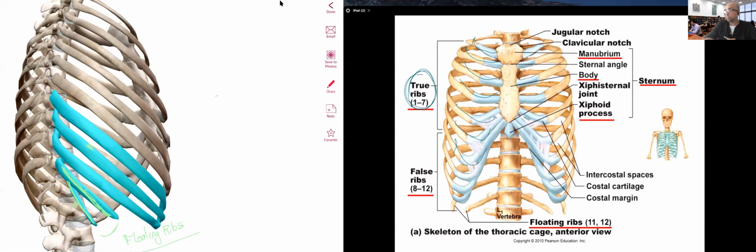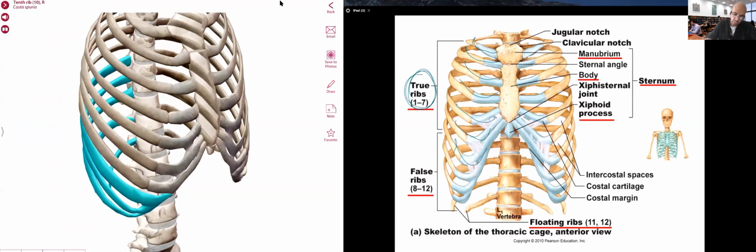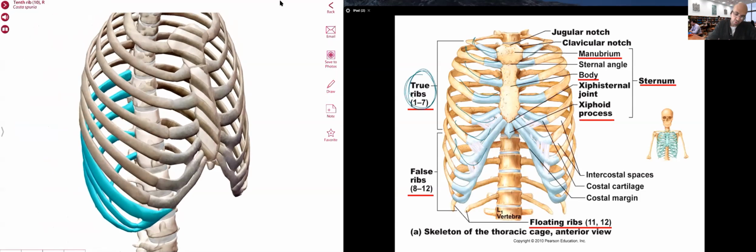So again, what we're looking at in here, if we look at the ribs, we see rib number 1, 2, 3, 4, 5, 6, 7, and 8. Ribs 1 to 7 are all attached directly to the sternum.